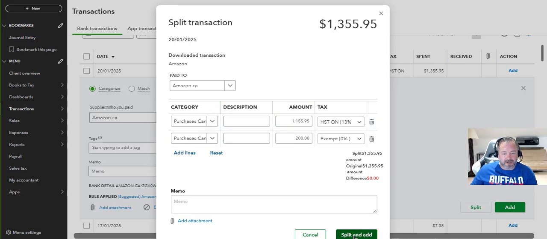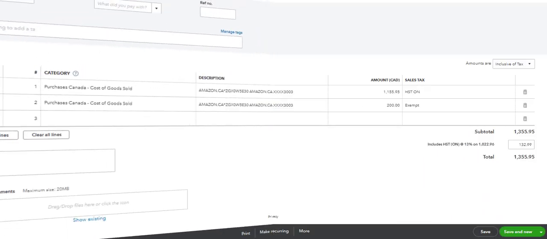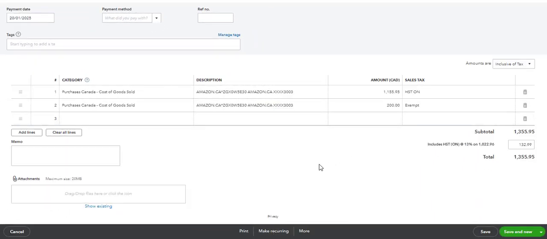Okay. And that's it. And now we've just gone over here. We've clicked on it to see how it booked the entry. It's got the 200 in here. There's your subtotal. And see, there's the 13%. So it backed it out. It said, okay, 1155.95 includes the 13%. So the gross amount was that. Here's your HST, and we're all set.